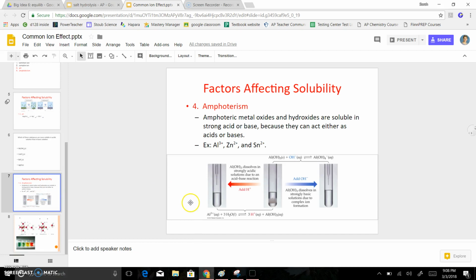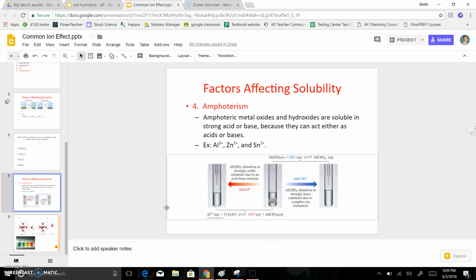The other thing would be amphoterism, which is just kind of a weird complex. Remember, AP doesn't expect you to know about complex ions and what they really are, but they expect you to understand that they kind of exist. And that's where these example problems I'm going to come back to will help you. But amphoterism is the idea that sometimes you have these metal oxides and hydroxides that are soluble in a strong acid or base, because they can really do either.